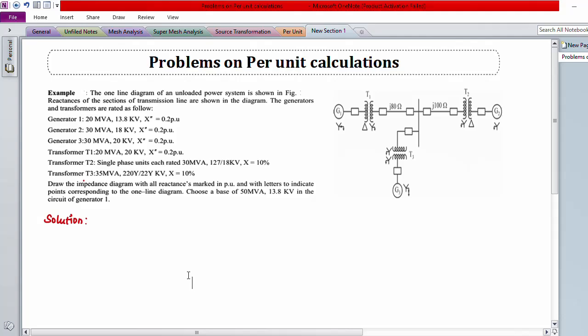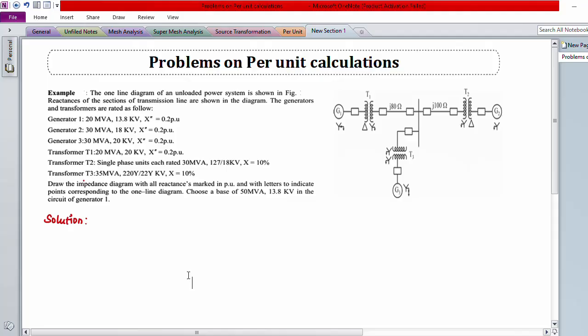And for transformer 1, 20 MVA, 20 kilovolt, X double dash equal to 0.2 per unit. Transformer 2, single phase units, each rated 30 MVA, 127 by 18 kilovolt, and the reactance is 10%. Transformer 3, 5 MVA, 220 by 22 kilovolt, and the reactance is 10%. For the given data, we have to draw the impedance diagram.